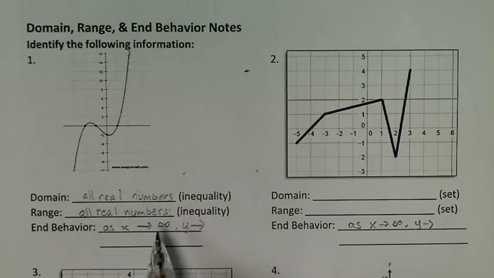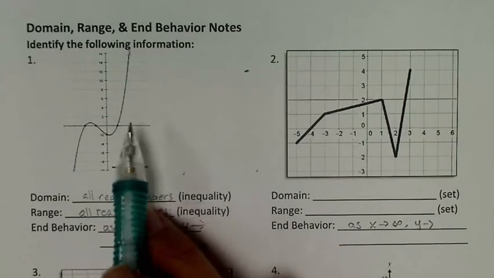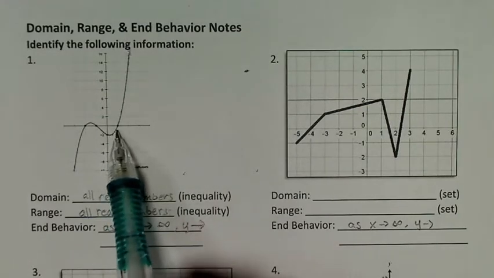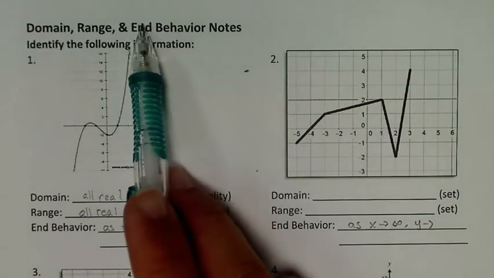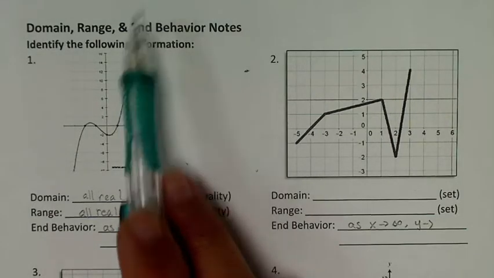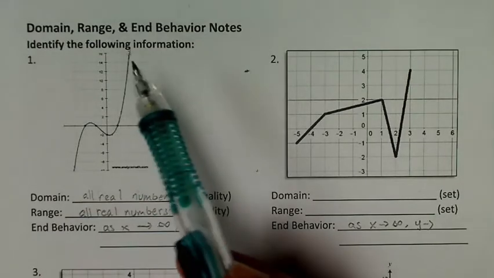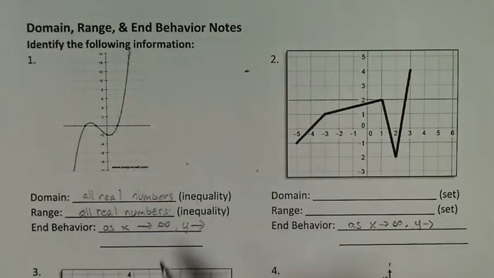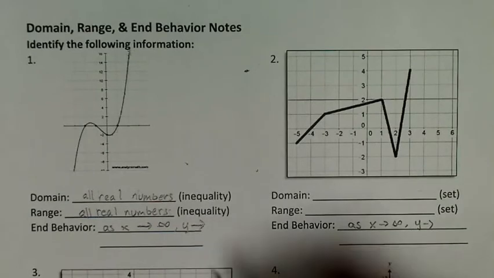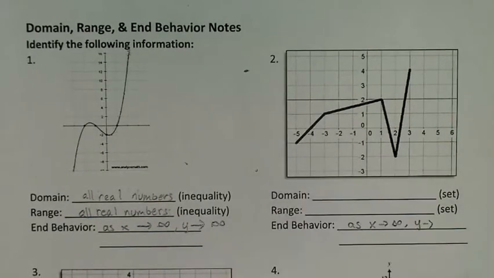As x approaches infinity, so as we go forever and ever to the right along this graph, what's happening to my y values? Well, we can see that they're growing. Where do they stop growing? They don't if they continue forever and ever along this pattern. So we would say that as x approaches infinity, y approaches infinity.